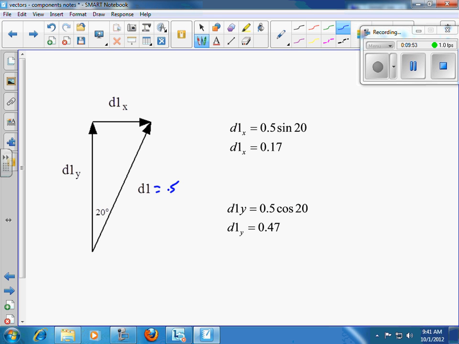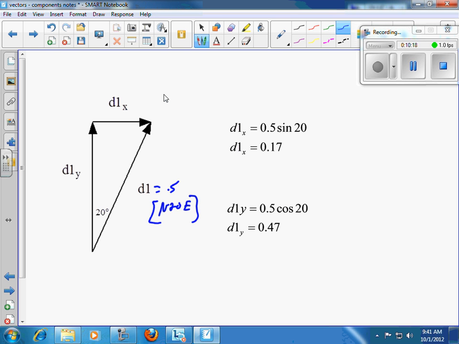D1 is 0.5 at north 20 east. Okay, so breaking it into components, I need to find out what D1x is. Now, Riley, is D1x opposite or is it adjacent to the 20 degrees? It is opposite. So which one of the three trigs has opposite in it?